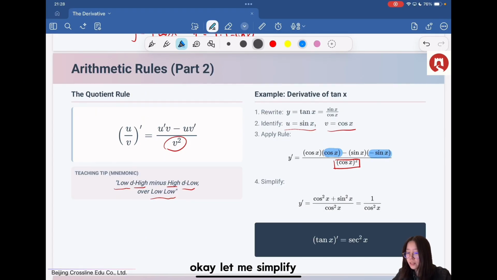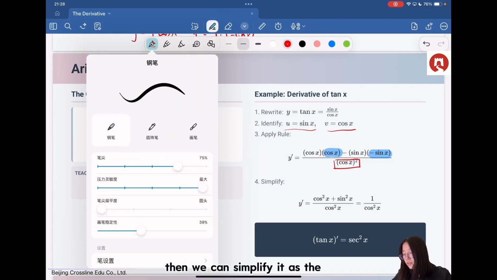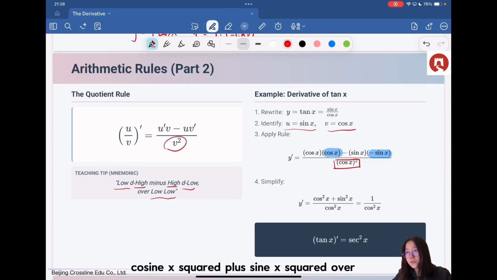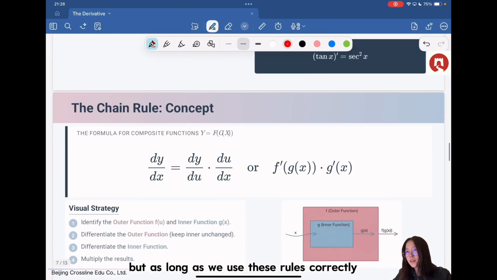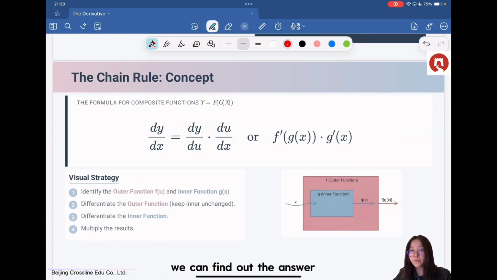Okay, then we can simplify it as cosine squared x plus sine squared x over cosine squared x. And we have this identity, they equal 1, so it becomes 1 over cosine squared x, which is secant squared x, because we know that secant x equals 1 over cosine x. It's a little bit complex, but as long as we use these rules correctly, we can find the answer.